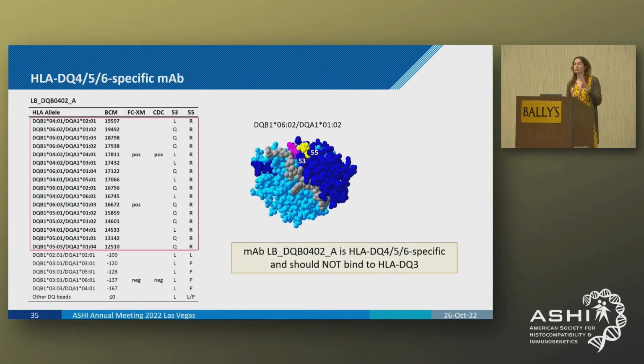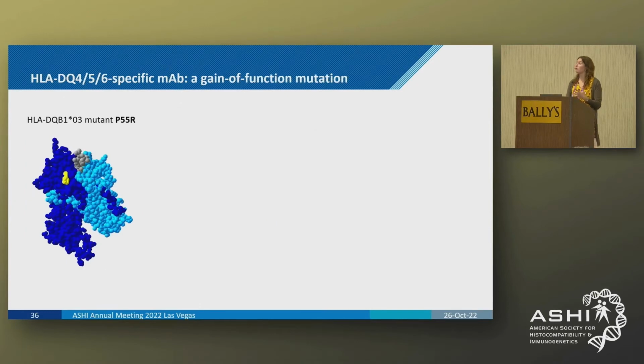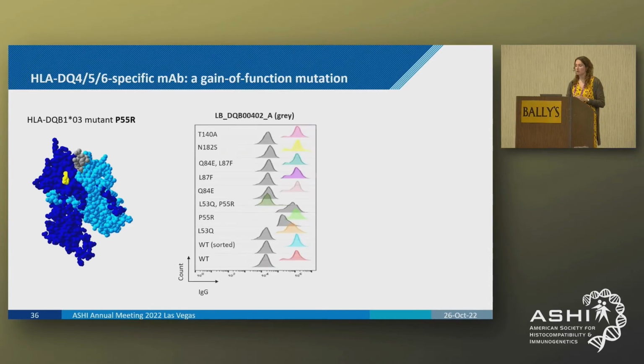And importantly, this monoclonal antibody should not bind to any DQ3 allele. As you can see already in the negative alleles in the single antigen bead assay, the DQ3 alleles are negative. But this is the position 55R that we are interested in. And of course, we already had this DQ3 mutant where we made the 55P to a 55R. So therefore, we thought, maybe we can make a sort of gain-of-function mutation where we can make this antibody, which should not bind to DQ3, actually bind to DQ3 when this one crucial amino acid is mutated. So that's what we've done here.